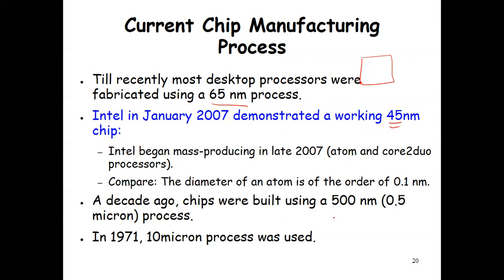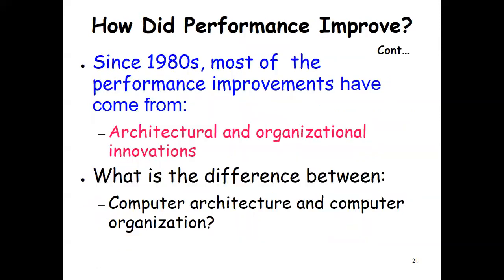A decade ago, chips were built using 500 nanometer, otherwise called 0.5 micron. In 1971, the feature size of the chip was 10 micron, which means 10,000 nanometer. A decade ago it was 500 nanometer. Before 2007 it was 65 nanometer, and in 2007 it is 45 nanometer. This shows how the feature size is decreasing over a period of time.